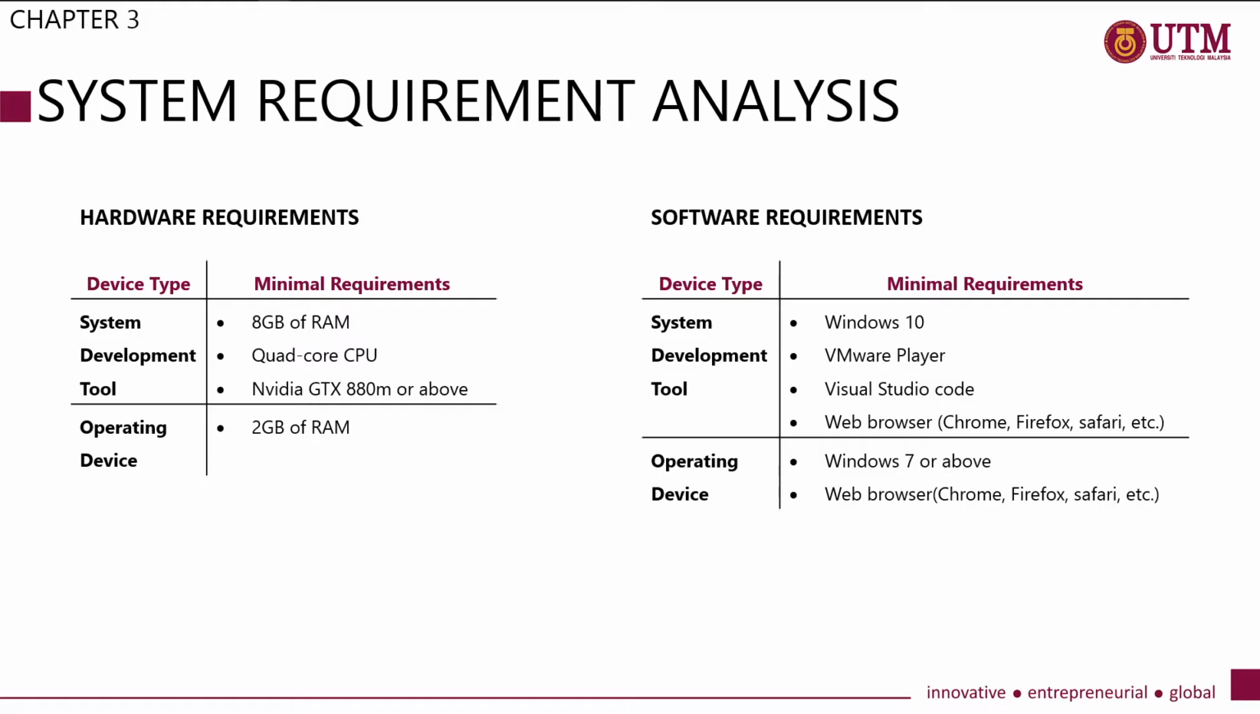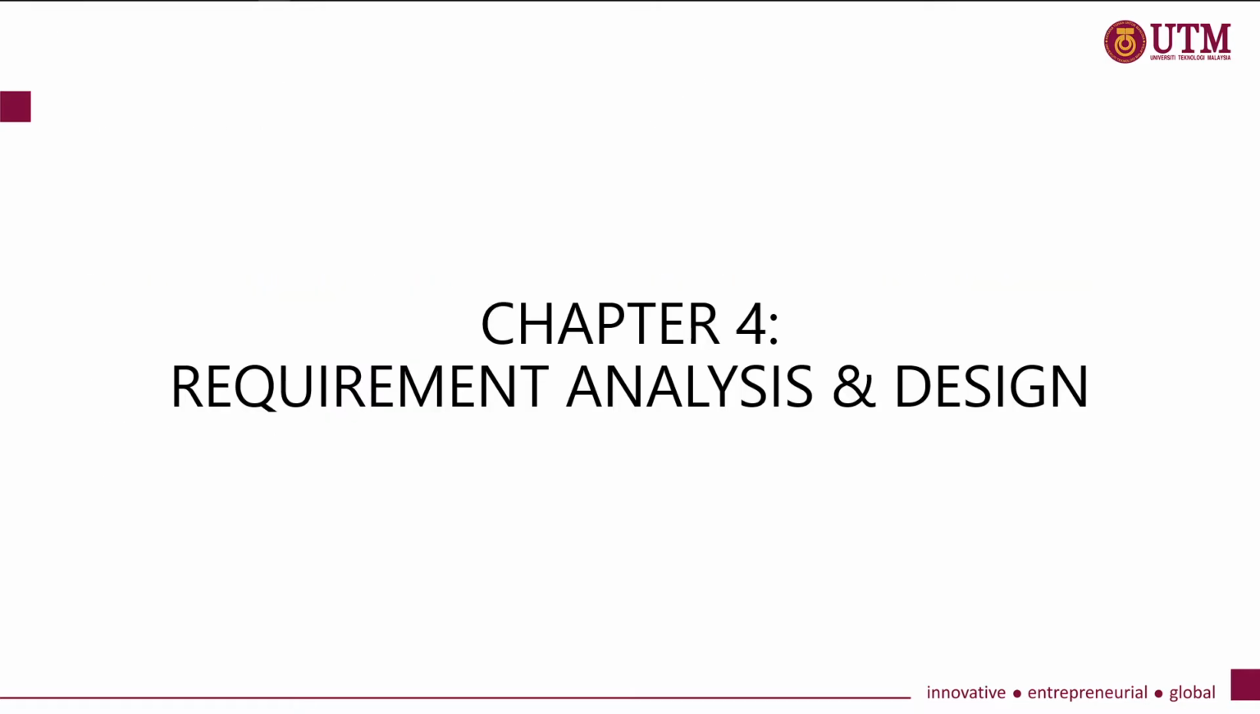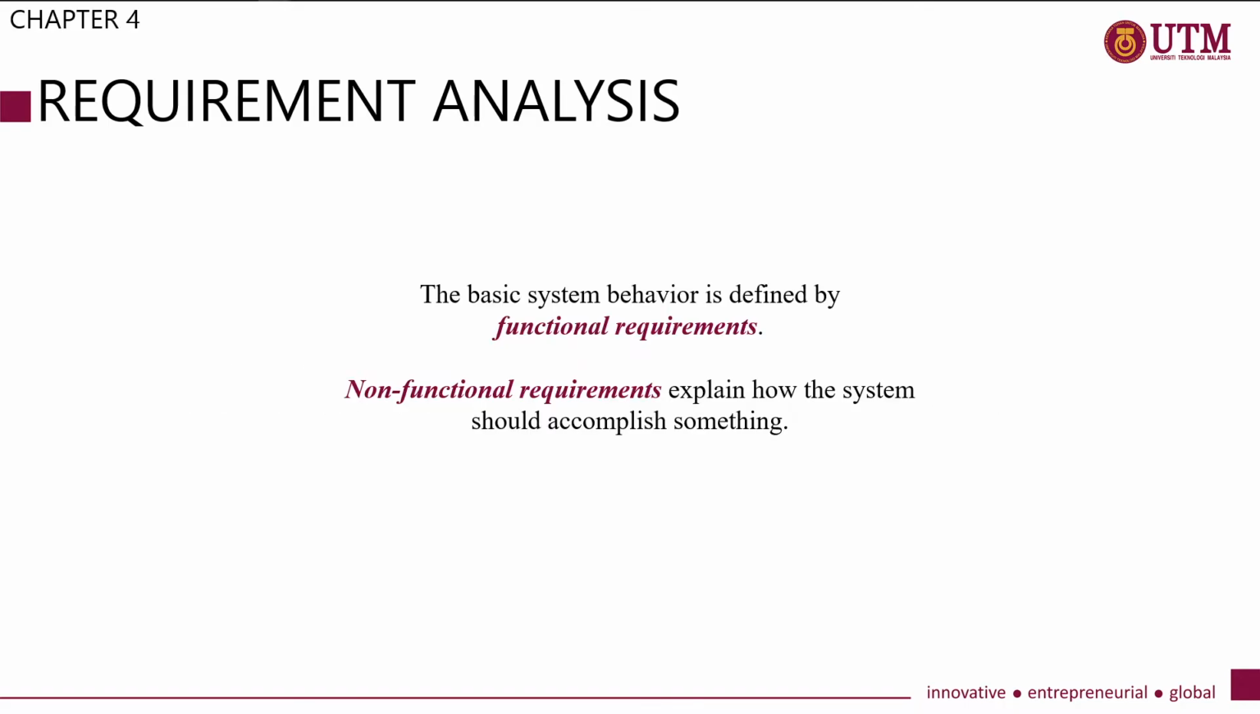Next, in system requirements analysis, there are 2 types, hardware and software. Here are the tables for each requirement divided for consumer and the developer. Moving on to the next chapter. This chapter will be about requirement analysis and system design, a critical part to the success or failure of the system.